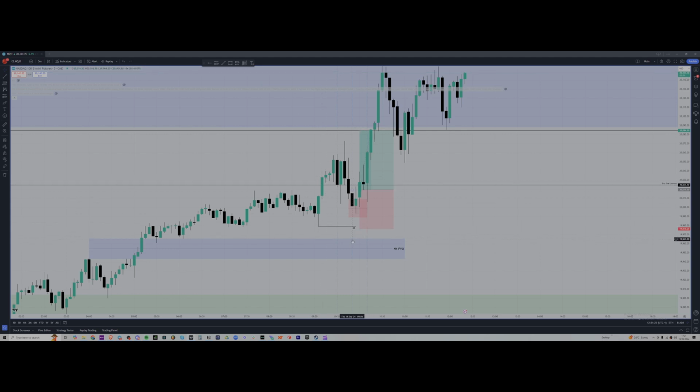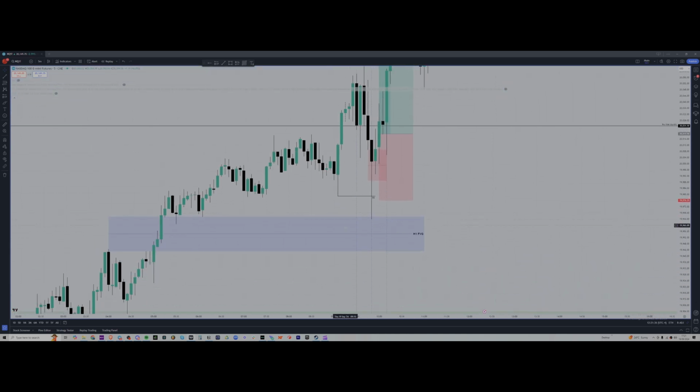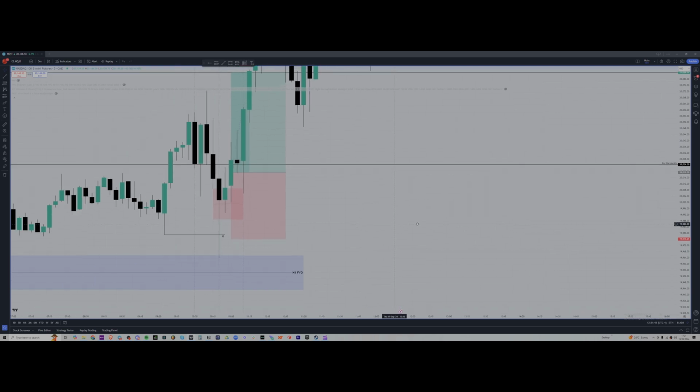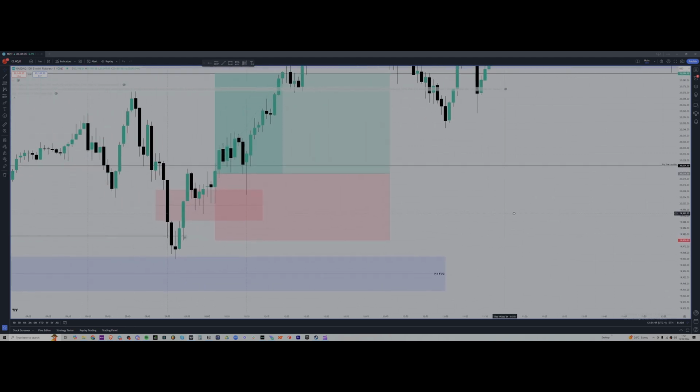Now, once I see this, I'm not getting in here. I want to see the reaction off of this level. And I mainly want to see a reaction off of the higher part of this level, the higher quadrant of this level, first 50% of it. Once I see that, then I can go down into a lower time frame and start trying to look for my entries.